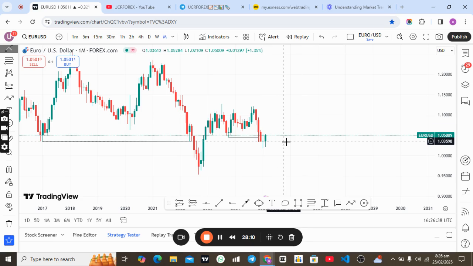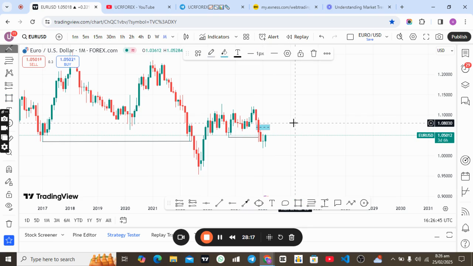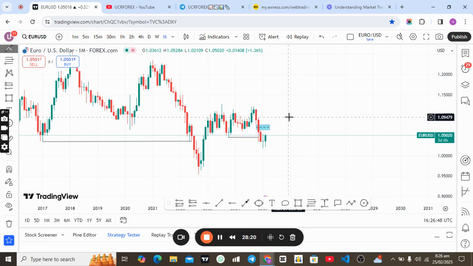So while the market is going back, we need to know that there is a fair value gap here. There's a monthly time frame fair value gap here. And I normally call this monthly time frame fair value gap a draw on liquidity, a place that a lot of liquidity is resting. And there's another fair value gap here as well. So this one is the nearest one.